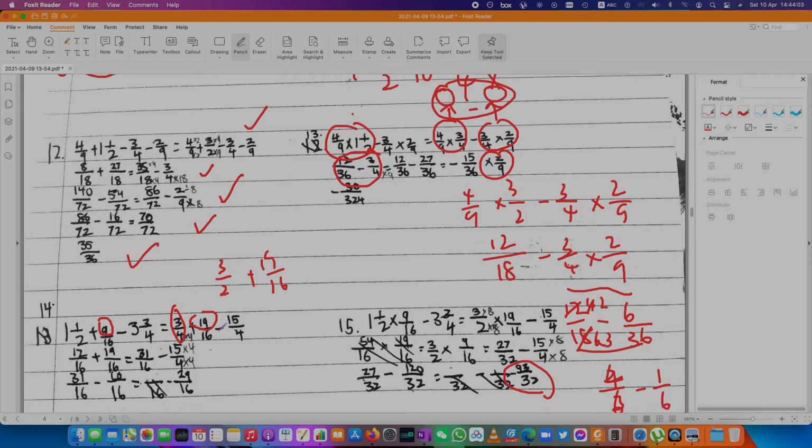Negative 1 whole 11 over 16. Let me punch the calculator.